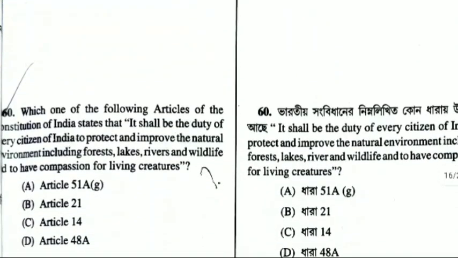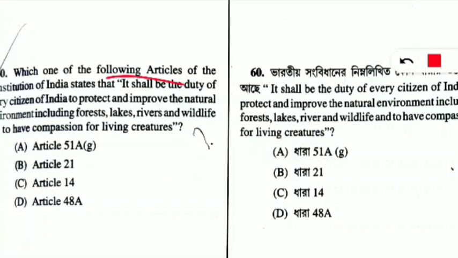Coming to the next question, question number 60. Which one of the following articles of the Constitution of India states that it shall be the duty of every citizen of India to protect and improve the natural environment, including forests, lakes, rivers and wildlife, and to have compassion for living creatures? This is according to which article of our Constitution? It is the duty of every citizen. It will be option A, Article 51A.